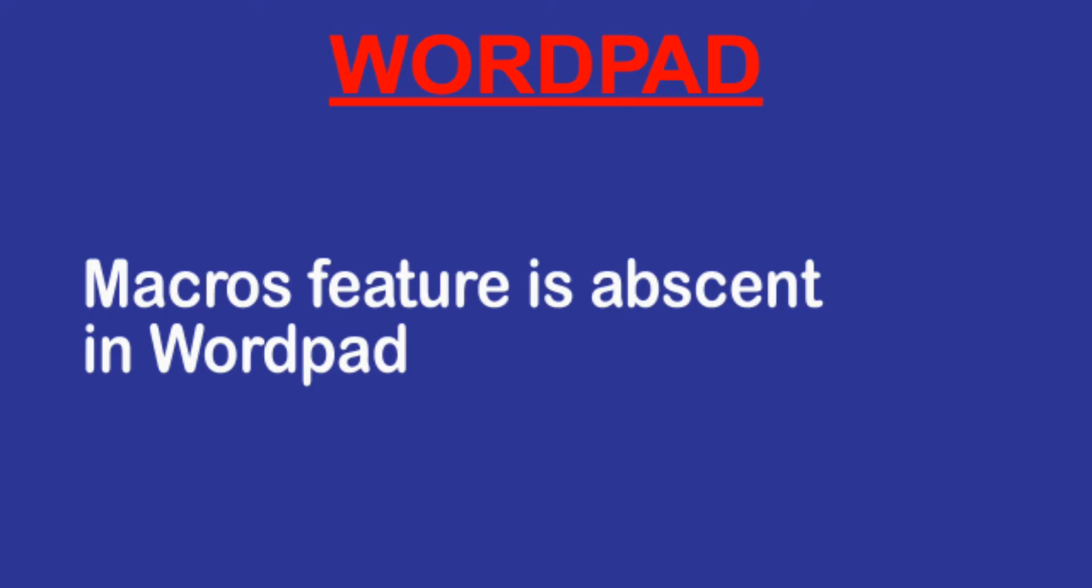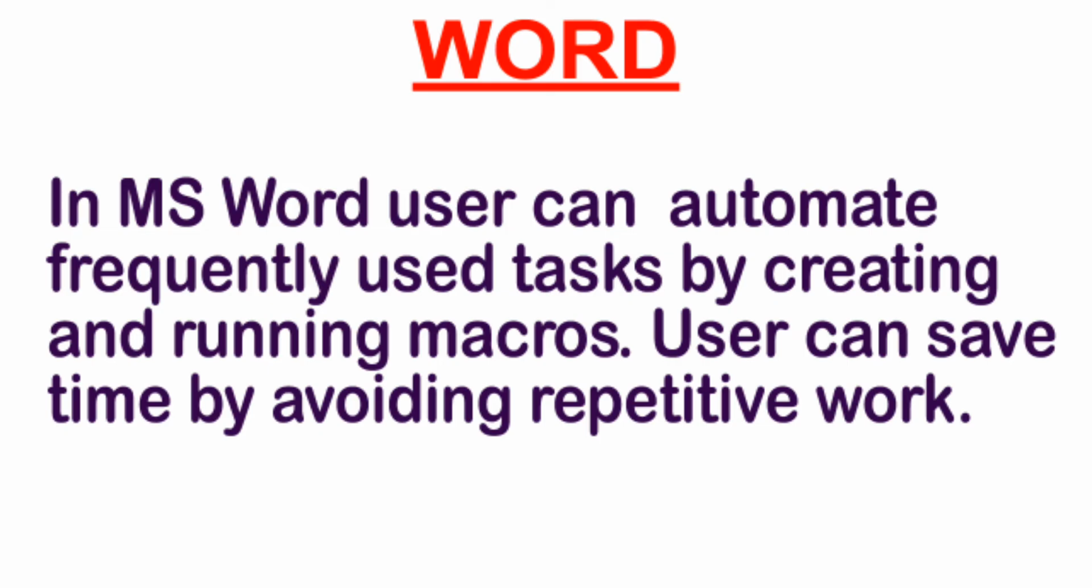Difference number 10. Wordpad. Macros feature is absent in Wordpad. MS Word. In MS Word, user can automate frequently used tasks by creating and running macros. User can save time by avoiding repetitive work.